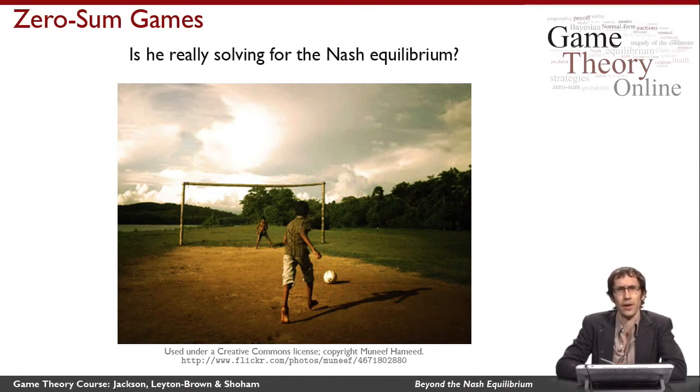It seems like the players are thinking about how best to kick the ball into the goal in order to hurt the other guy as much as possible, or in order to do as well for themselves as possible. It turns out that this isn't an accident. In the case of zero-sum games, these three ideas, doing as well for yourself as possible, hurting the other player as much as possible, and being in Nash equilibrium, all turn out to coincide.